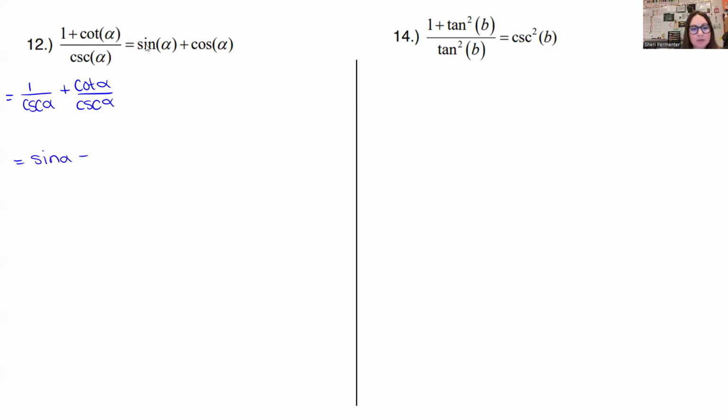And then I'm going to take the second fraction and I'm going to rewrite that in terms of sine and cosine. I know that cotangent has cosine on the top. So I get cosine alpha over sine alpha. Cosecant is the same thing as 1 over sine. Here's another fraction where the denominators are the same. If the denominators are the same, they can cancel. So now I am left with sine alpha plus cosine alpha. Is that what I wanted to turn it into?